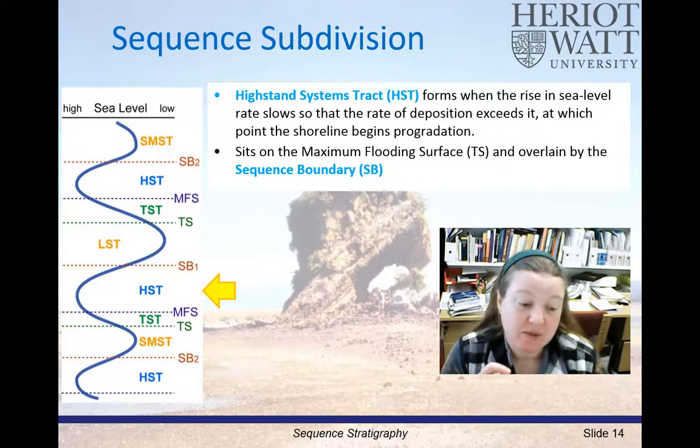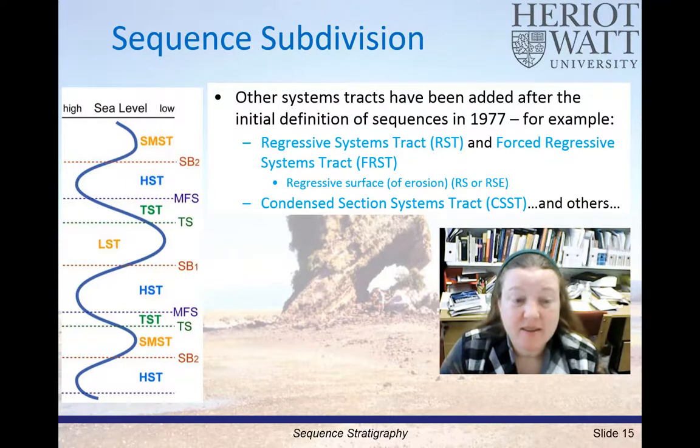A highstand systems tract forms when the rate of sea level rise slows and the rate of deposition begins to exceed it, so that the shoreline begins to move basinwards and the sediment stack begins to prograde. Therefore, there is an increased downslope transport into the basin as the shoreline begins to approach, and increased sedimentation rates there as well. You get less glauconite and carbonate being deposited. This is then overlain by the erosion surface created during the next sea level fall, which is the sequence boundary. This set of systems tracts represents the originally defined set created in 1977.